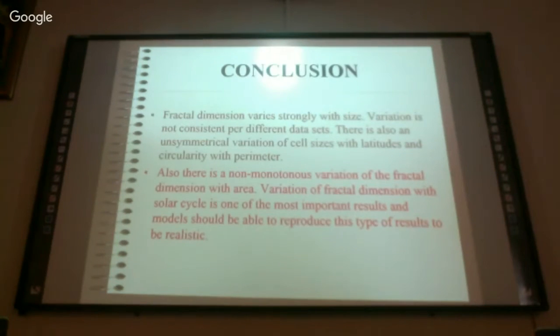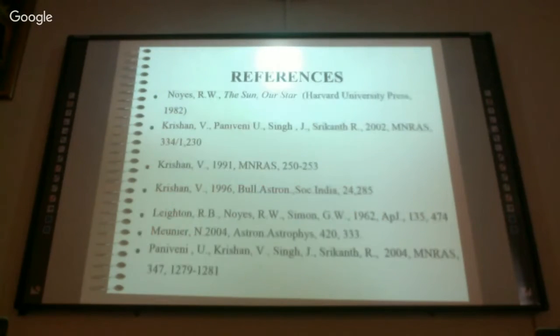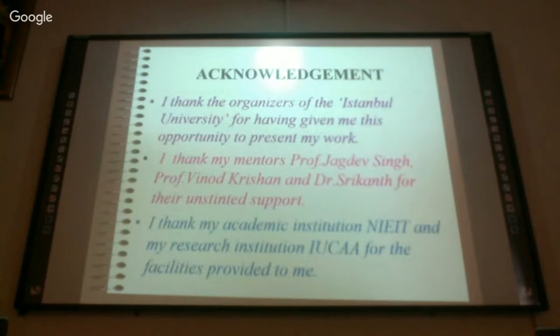Fractal dimension varies strongly with size. The variation is not consistent with the data sets; it is different for different data sets. There is also unsymmetrical variation of cell sizes with latitudes and of circularity with perimeter, and there is non-monotonous variation of the fractal dimension with area. Of course, the most important work one has to carry out is the modeling of this, which is to be done. These are the various references which I have used for my work.